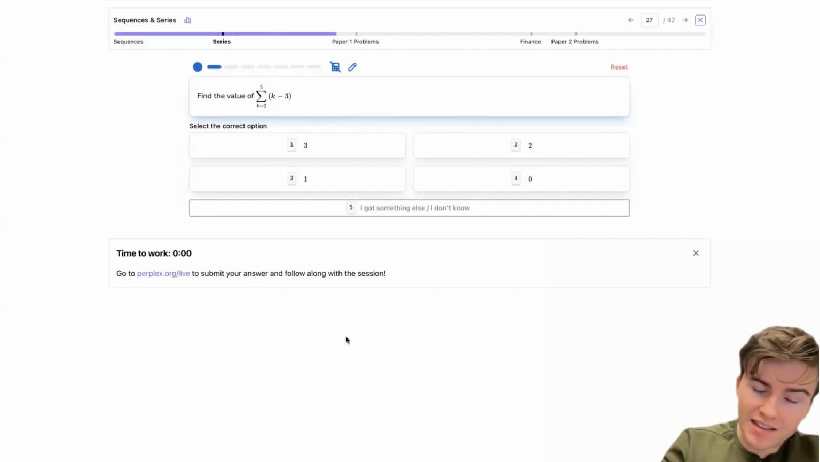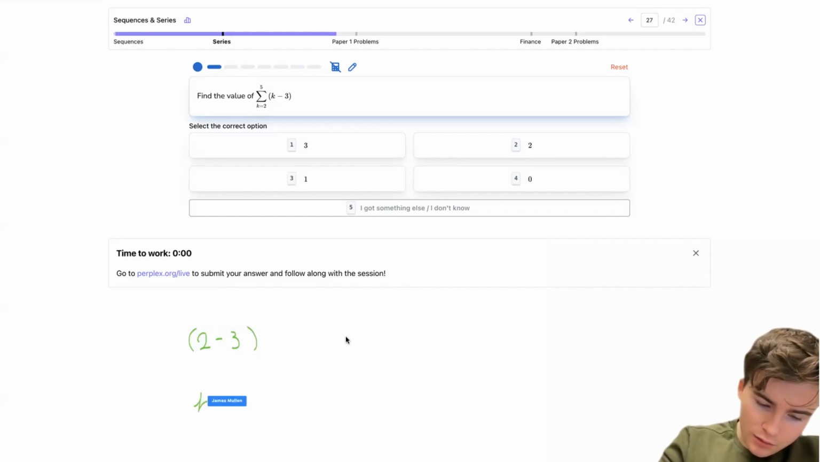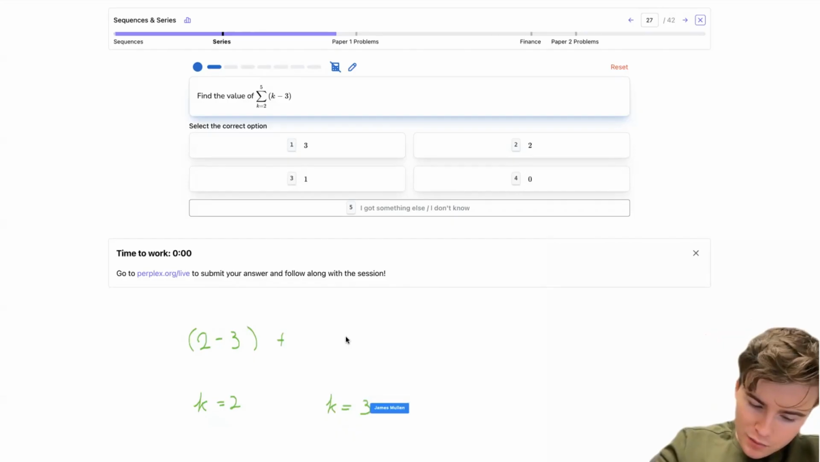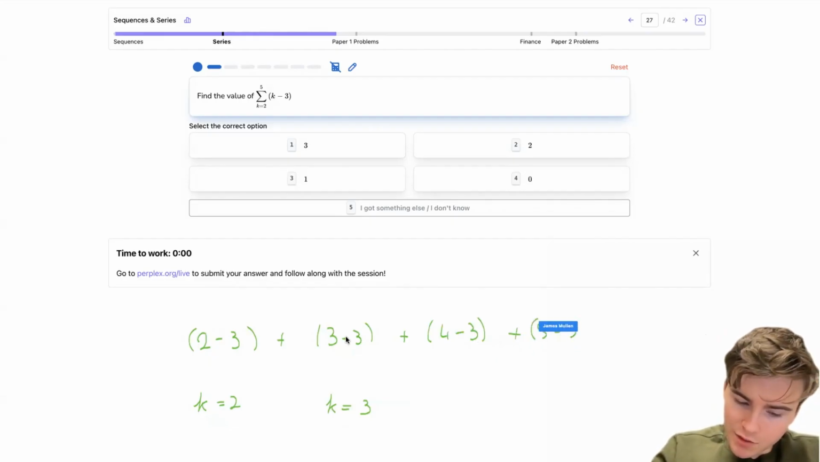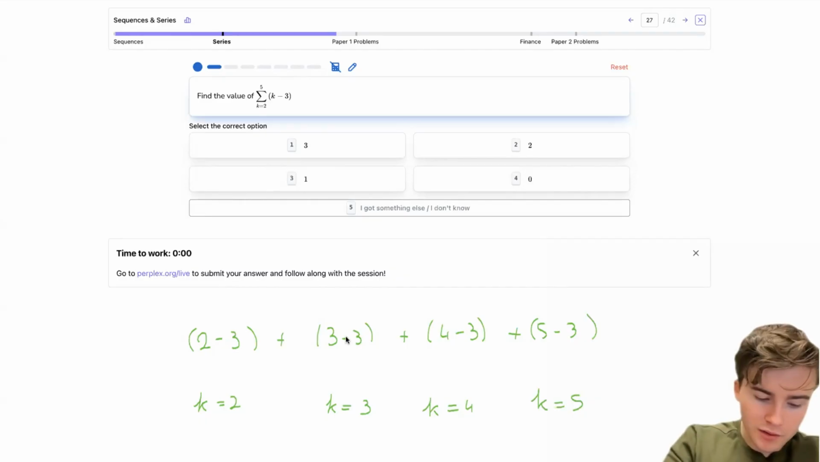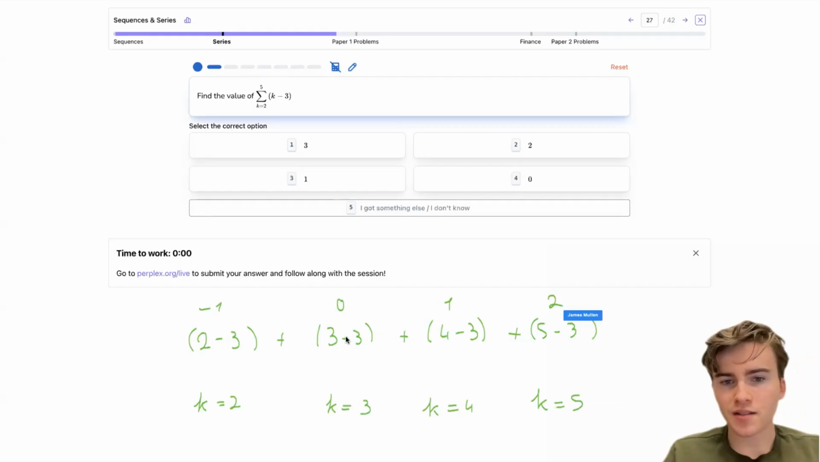So remember, I'm starting with k equals 2. That's where I'm starting, so I plug in that first value. K equals 2 gives me 2 minus 3. Plus, k equals 3 gives me 3 minus 3, plus 4 minus 3, plus 5 minus 3. And that's where I stop because I only have from k equals 2 up to k equals 5. So this is minus 1, 0, 1, and 2. I'm doing minus 1 plus 0 plus 1 plus 2. That's going to give me 2.